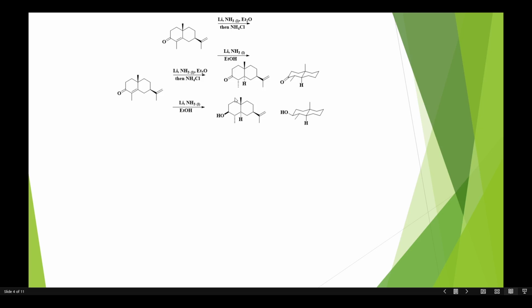Okay, first the reaction will be with lithium, the metal, in liquid ammonia and diethyl ether, then ammonium chloride. What does it mean? When you quench the reaction, you will give the ammonium chloride. Okay.